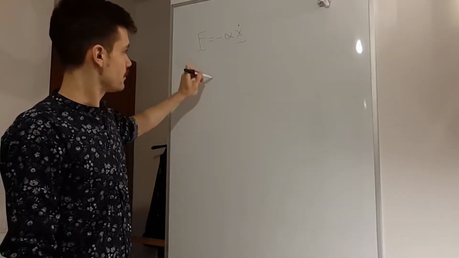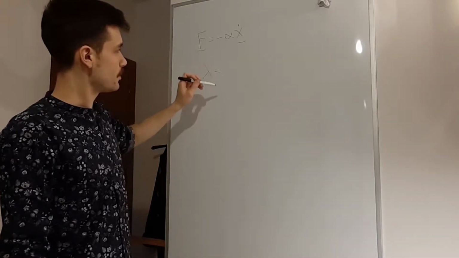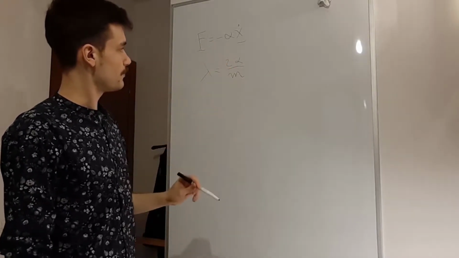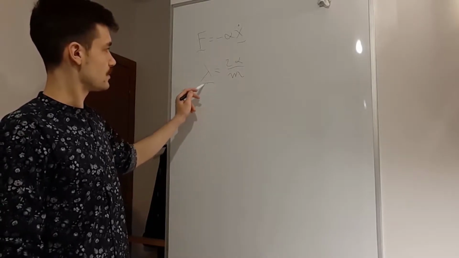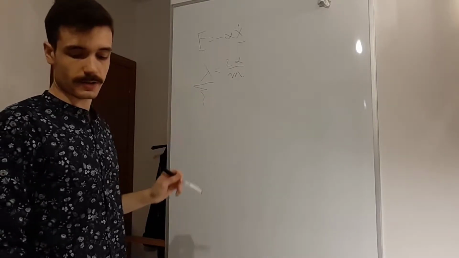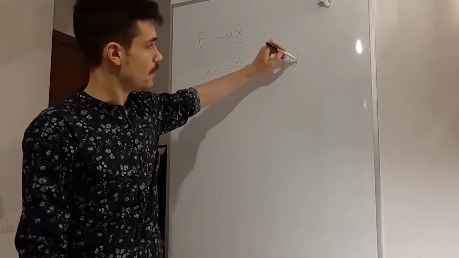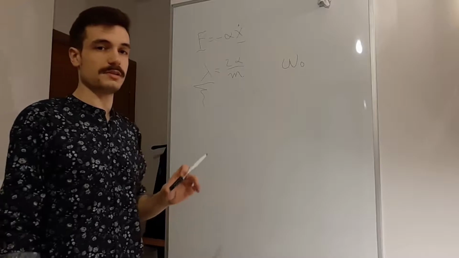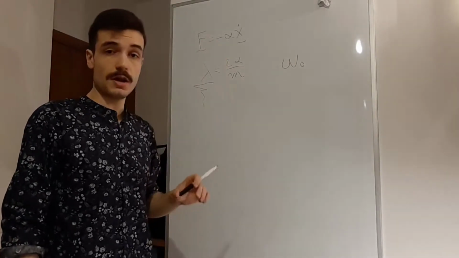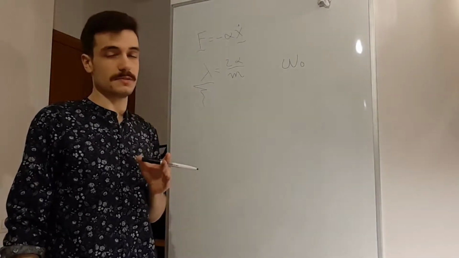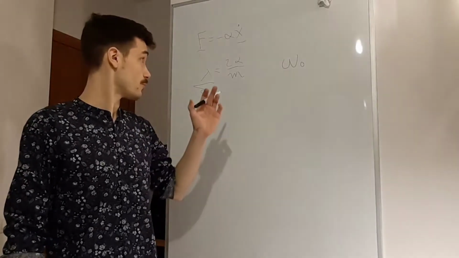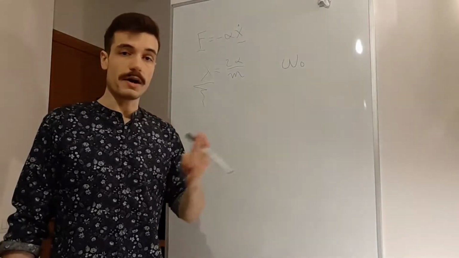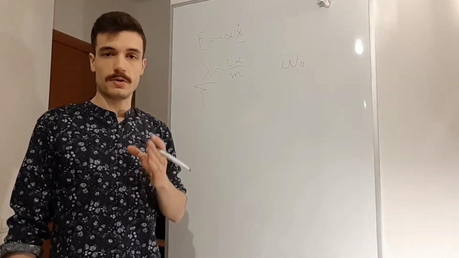Now, if we define our damping coefficient lambda as 2 alpha divided by m, so this is what we are actually interested in, our damping coefficient, and we call omega 0 our undamped frequency, so the frequency that there will be without this friction, we can see how our system will go to equilibrium, because of course if there is some kind of friction, after a while the system will arrive at equilibrium and won't move anymore.